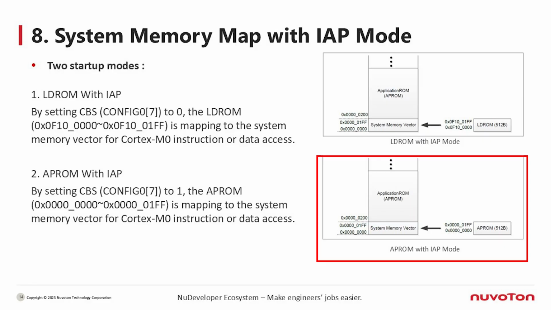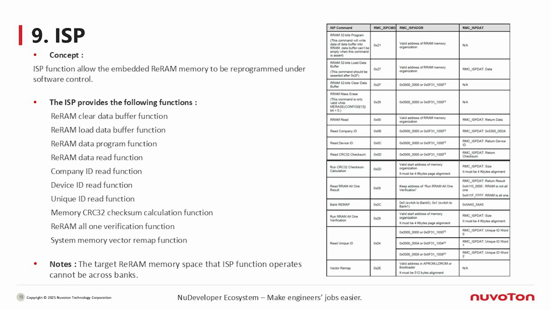By setting CBS to 1, the APROM 0x00000000 to 0x000001FF is mapping to the system memory vector for Cortex-M0 instruction or data access, as shown in the bottom right figure. Next, I'll share about ISP.